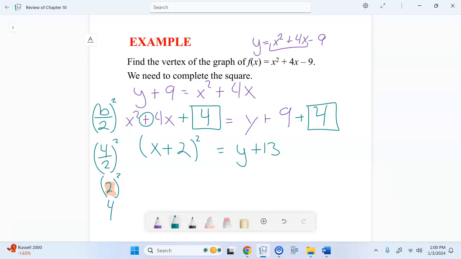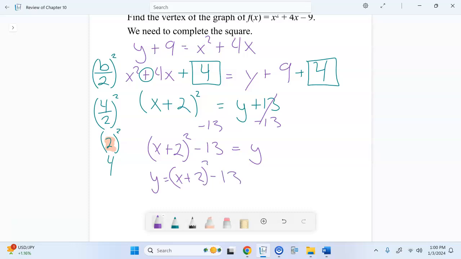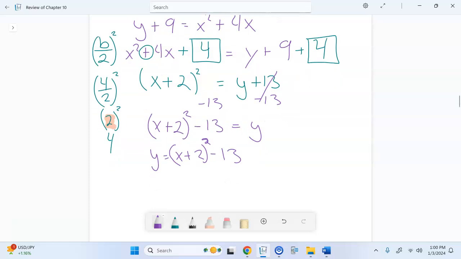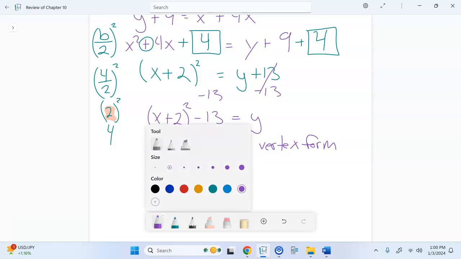So what can I do to isolate y? Subtract 13. So we subtract our 13 from both sides. So we end up with x plus 2 squared minus 13 equals y. And if we want to flip it around, we can. So y equals x plus 2 squared minus 13. So that is our vertex form. Okay? That's our vertex form. At least the one that we're going to be dealing with for now.